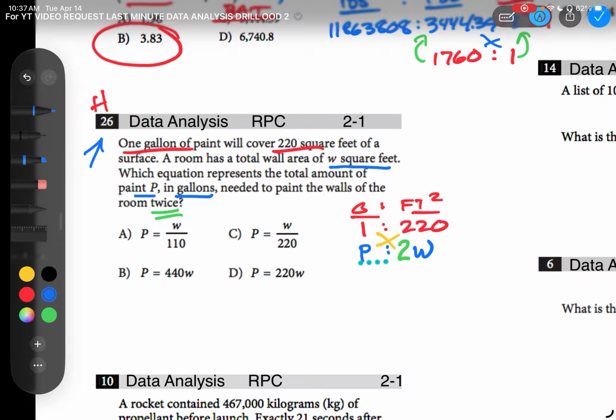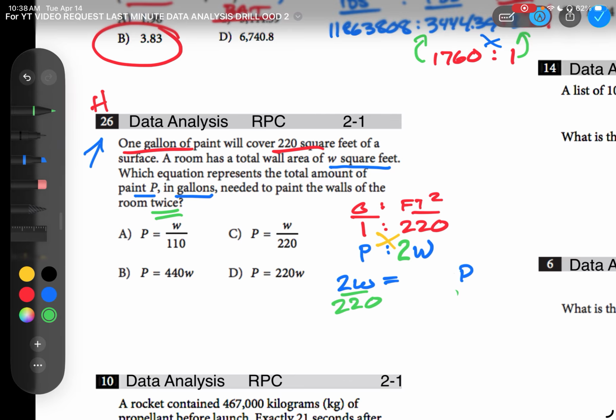All right, let's do it. So what's 1 times 2W? That's just 2W, which is equal to 220 P. How do we solve for P? Because we have to solve for paint, right? We're going to divide both sides by 220. So that is going to cancel out. So P equals 2W over 220.